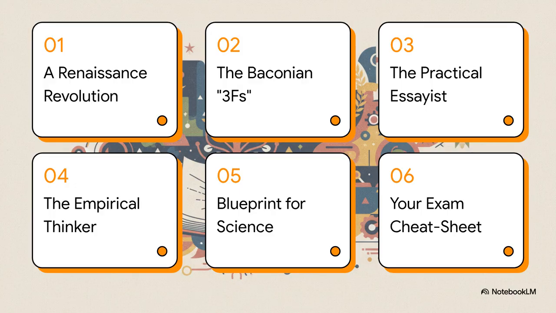So here's our game plan. First, we'll look at how his work was a total revolution. Then I'll give you the Baconian 3Fs, a super simple way to remember his legacy. After that, we'll dive into his work as an essayist and as a new kind of thinker, see how he created a blueprint for science, and then finish up with an exam cheat sheet that ties it all together.